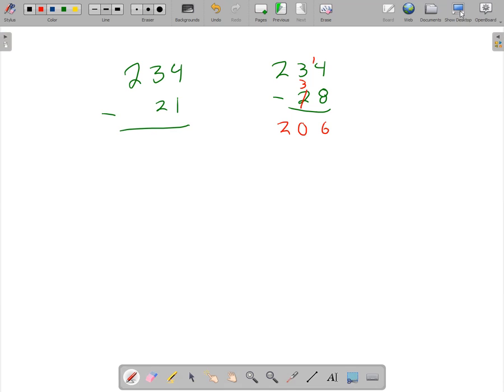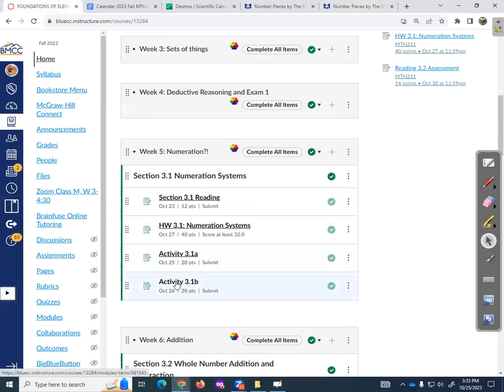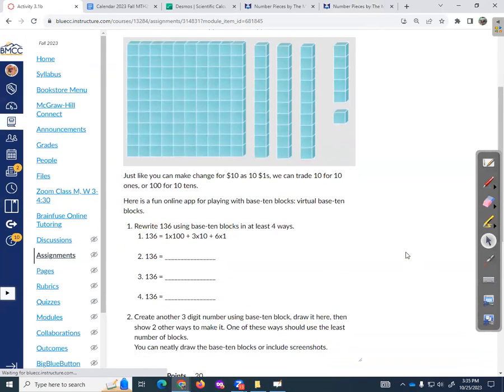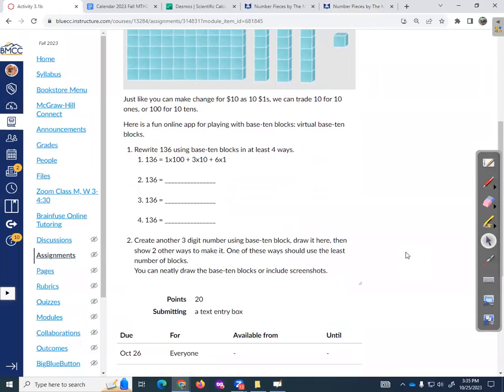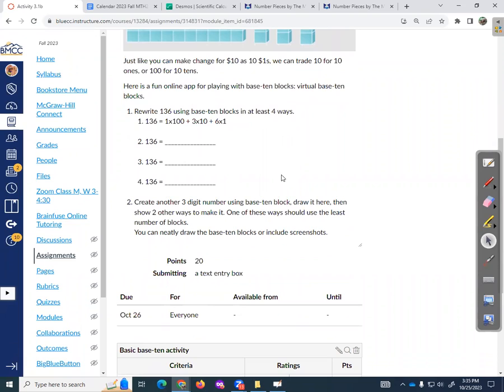All right, so here's what I want you to do. We are now jumping into the next activity with this. This is activity 3.1b, which is a little easier than 3.1a. Here, I want you to start with 136 with the toys. And like I used the toys just a minute ago to rewrite 234 in a different way by expanding and trading in some blocks.